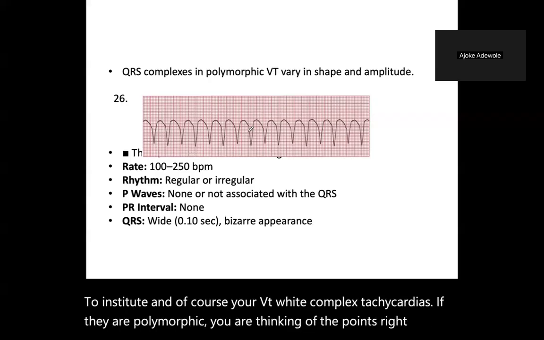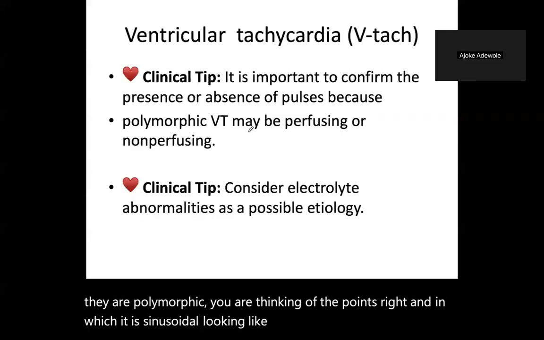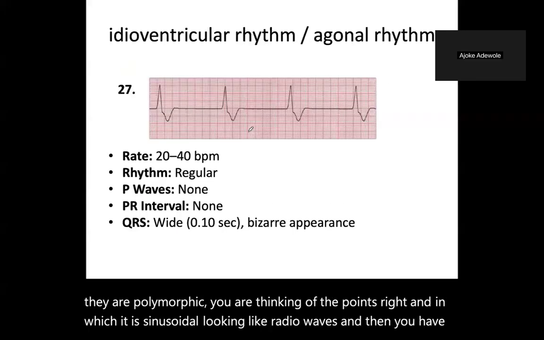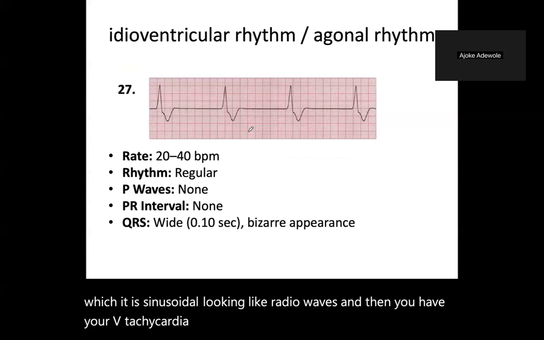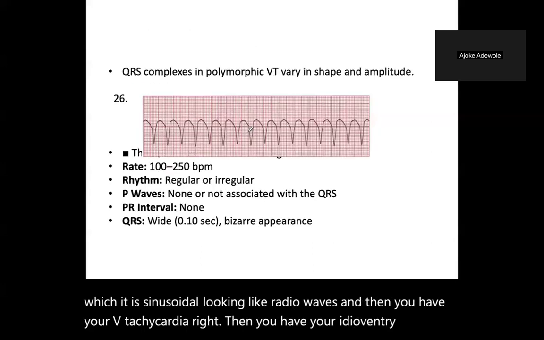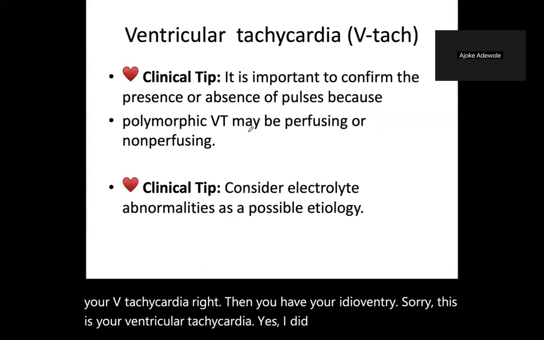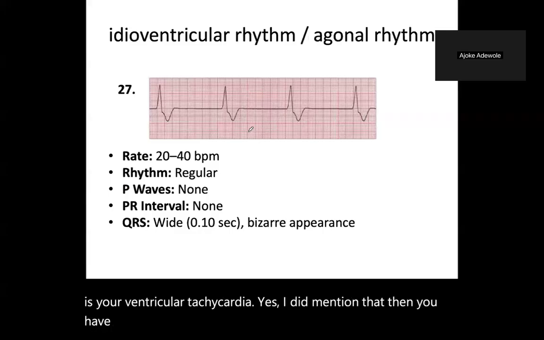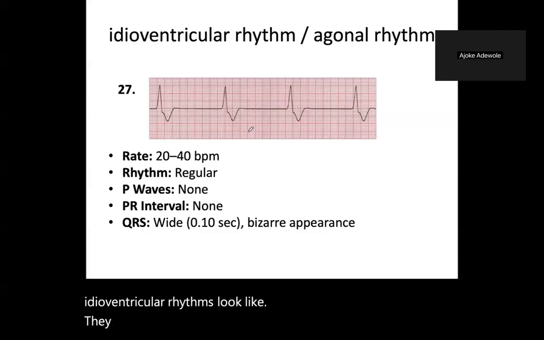In which it is sinusoidal, looking like radio waves. And then you have your ventricular tachycardia, right? Yes, I did mention that. Then you have your idioventricular rhythms. This is what your idioventricular rhythms look like. They are agonal rhythms occurring.